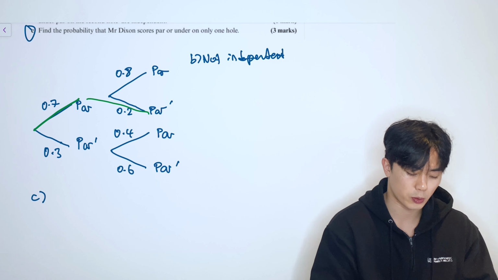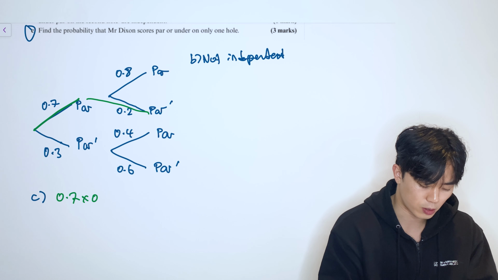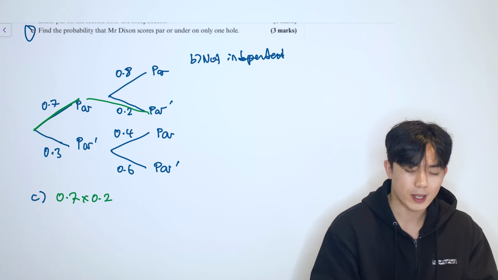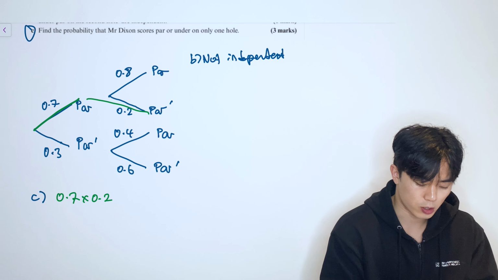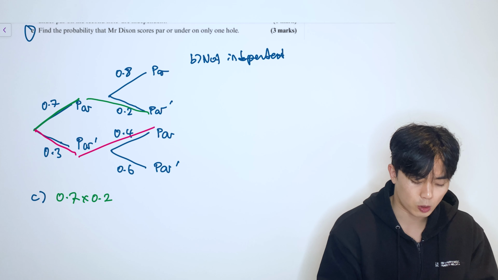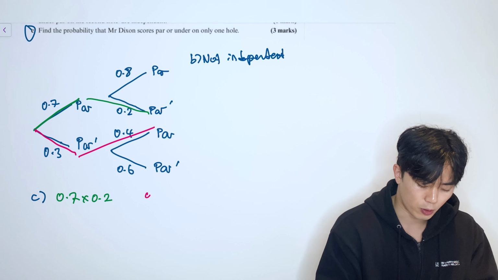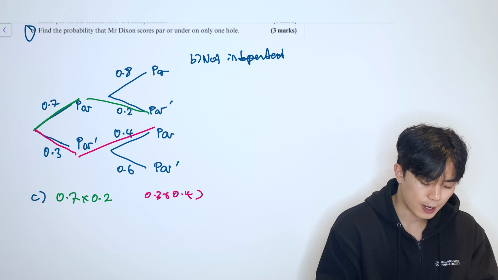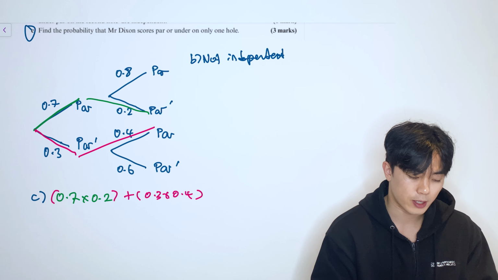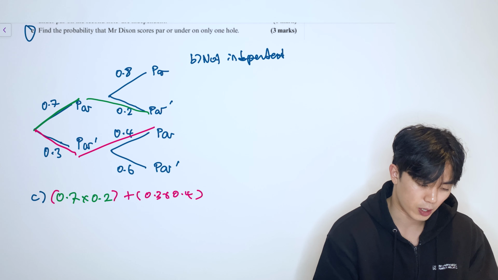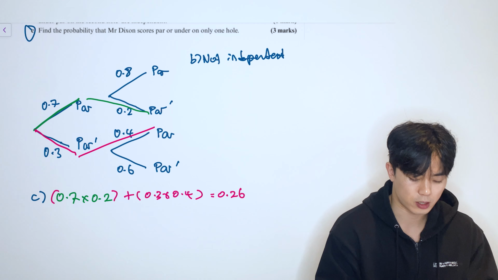So we're going across, so we're going to multiply 0.7 times 0.2. Now, another way he can score par or under in one hole only was to not score a par on the first hole, but then score a par on the second hole. So that's going to be 0.3 times 0.4. And now, because we've got two different routes, we're going to add them together like this. And so therefore, this value would give us 0.26, like so.